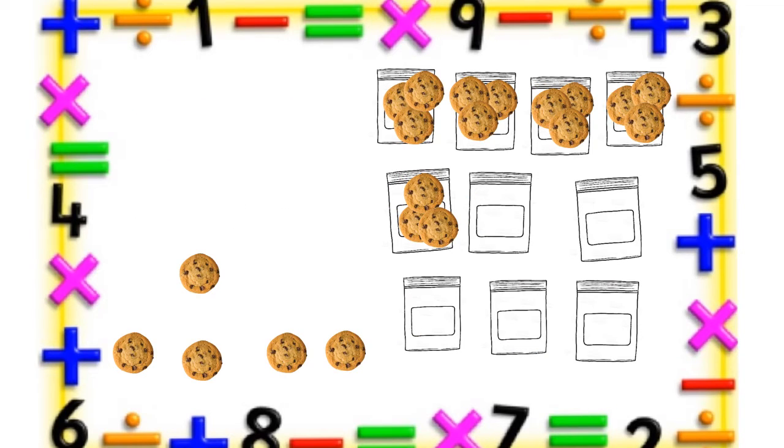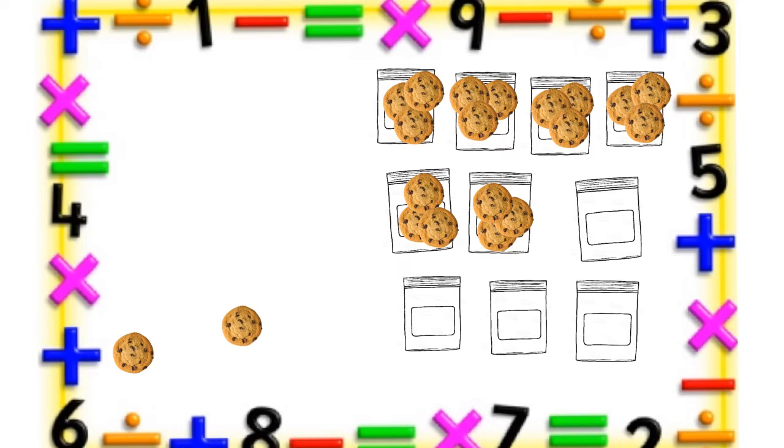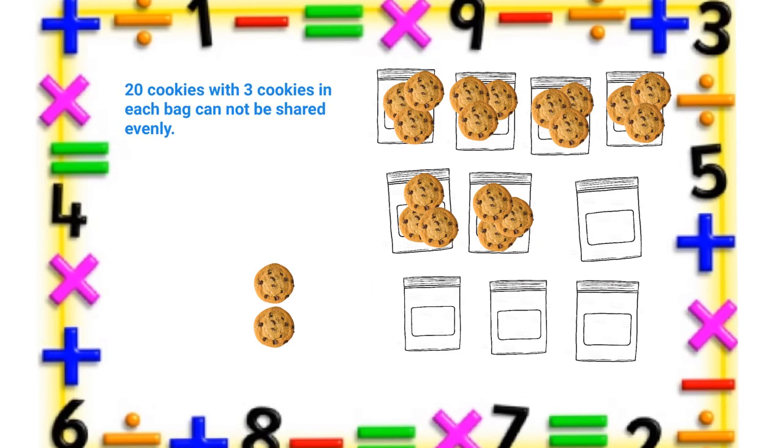2 cookies still doesn't seem like a lot to be selling to each person, so I wondered what would happen if I put 3 cookies in each bag. As I put 3 cookies in each bag, I noticed that I was left with 2 cookies. I can't make another bag of cookies with 3 cookies in the bag because I only have 2 left. And so 20 cookies with 3 cookies in each bag cannot be shared evenly. If I try to divide 20 by 3, I get something called a remainder. I did fill 6 bags, but I had 2 cookies left over. We can report this as 6 remainder 2.